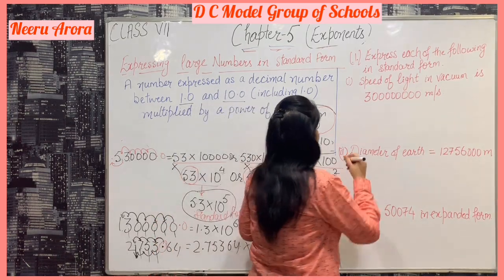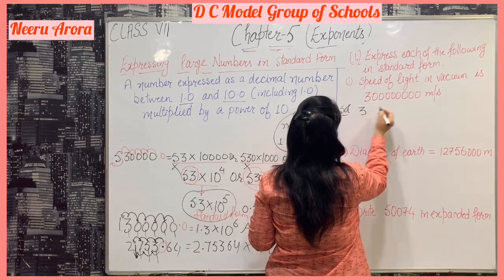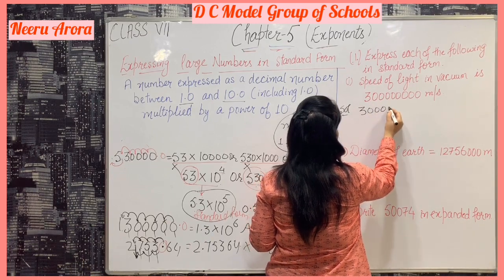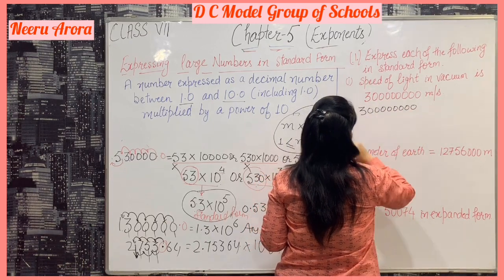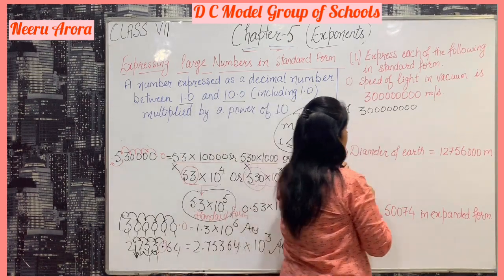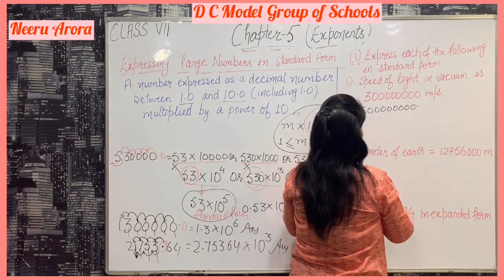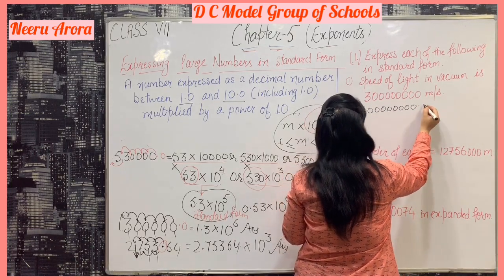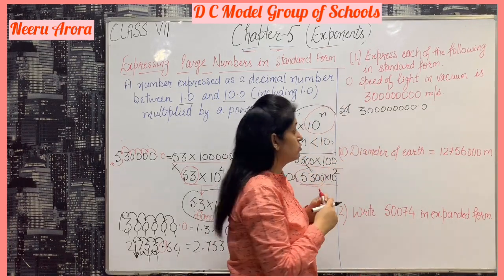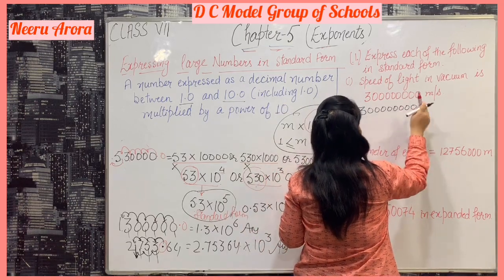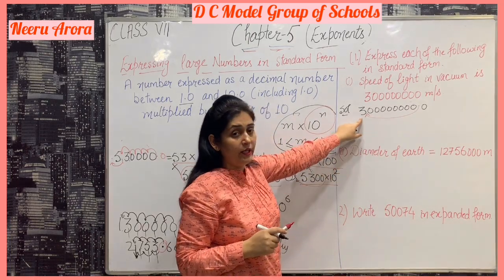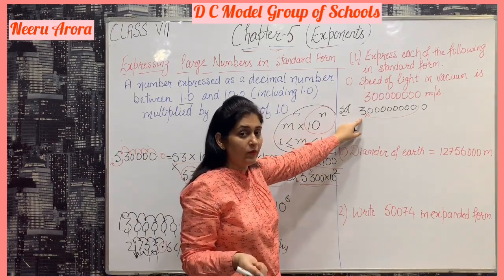So now here the number has 1, 2, 3, 4, 5, 6, 7, 8 digits. I want to convert this into standard form. Now where is the decimal? The decimal is after this. When I convert this into standard form, the number will lie between 1 and 10. So this decimal will shift from there to here. It becomes 3.0. That number lies between 1 and 10.